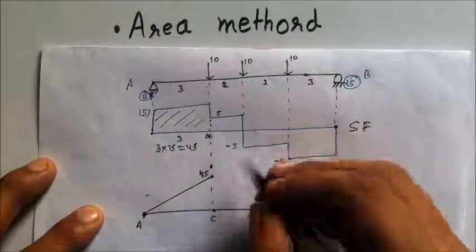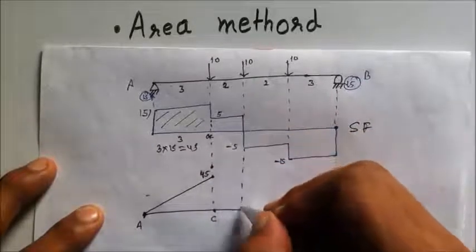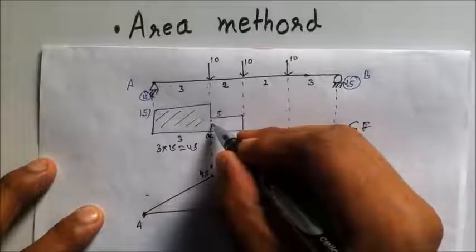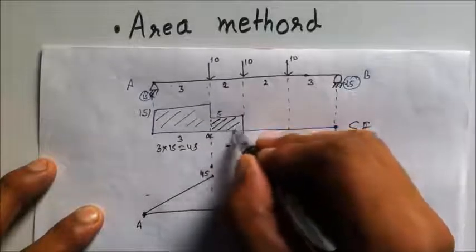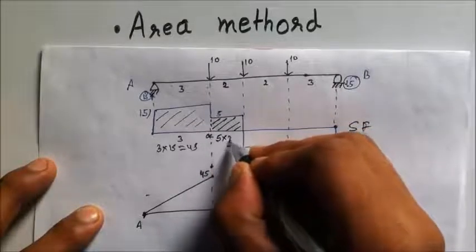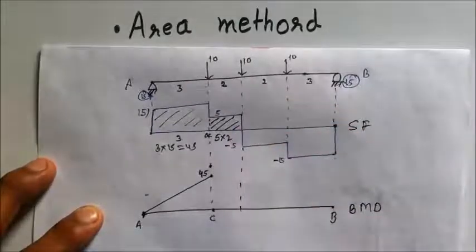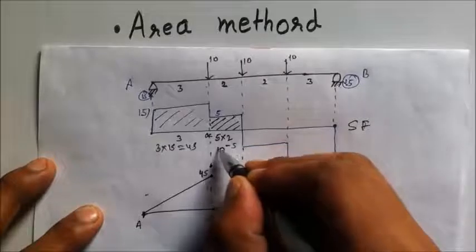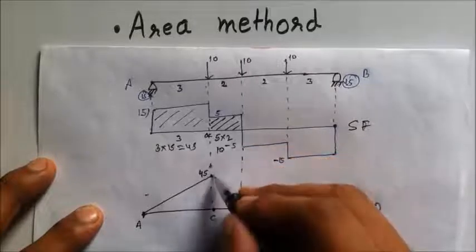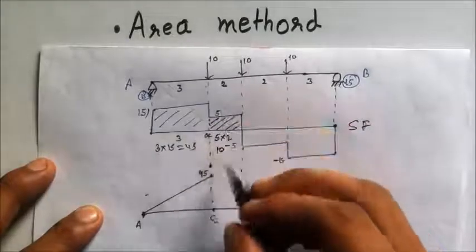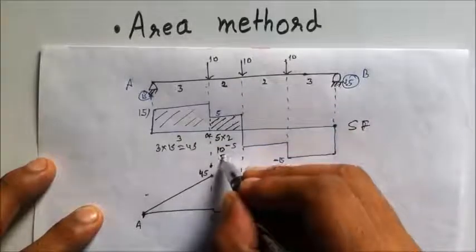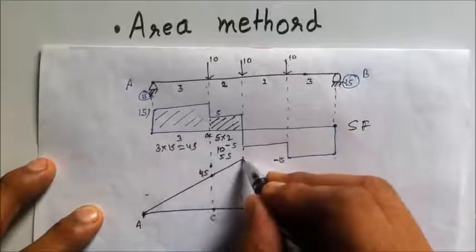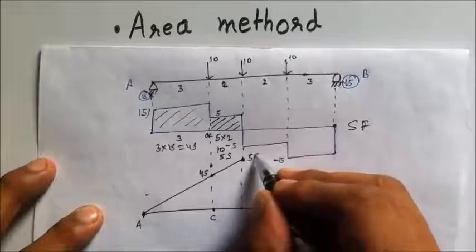Now coming up to the next diagram, up to the middle of the section, I will be calculating the area of the middle rectangle, that will be 5 cross 2. 2 is the length of the beam and 5 is the height of the rectangle. Now 5 cross 2 is 10. Now I will be adding this 10 to the 45, which is in the positive section of the shear force. 45 plus 10 will be 55, and now I will be plotting it up to the 55 mark.